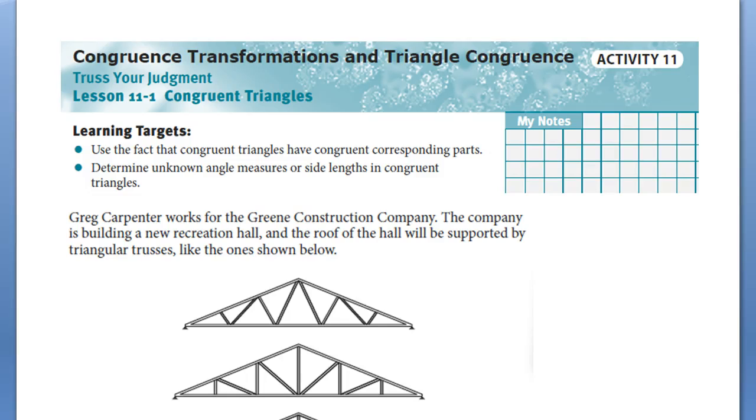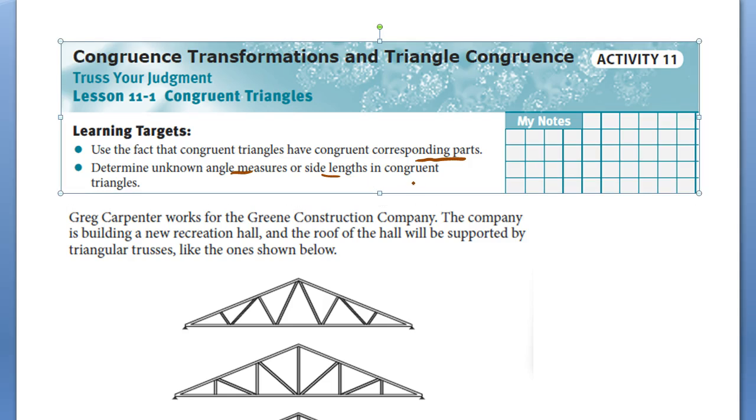In this video, we start Activity 11, which is about congruence transformations and triangle congruence. Lesson 11-1 is about congruent triangles. The learning goals are to use the fact that congruent triangles have congruent corresponding parts and to determine unknown angle measures or side lengths in congruent triangles.